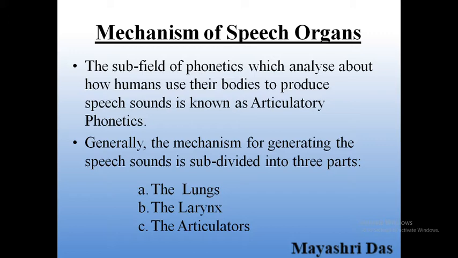Generally, the mechanism for generating speech sounds is subdivided into three parts: the lungs, the larynx, and the articulators. The lungs inhale the air, then push it out to the larynx, where the articulators make friction and constrictions in order to produce that particular speech sound.